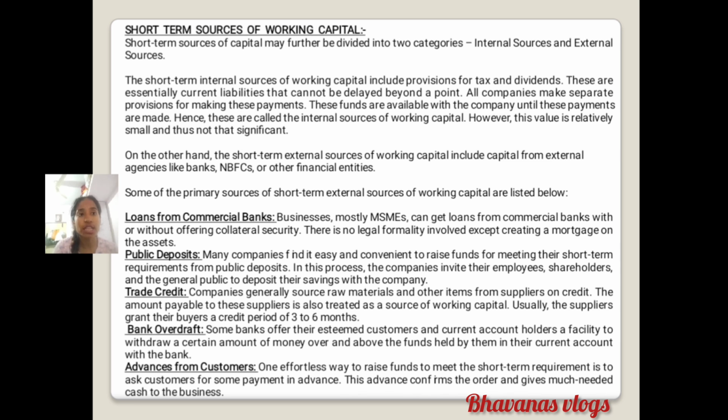There are no legal formalities like import-export creation or mortgages on the asset, as there legally are in commercial banks.